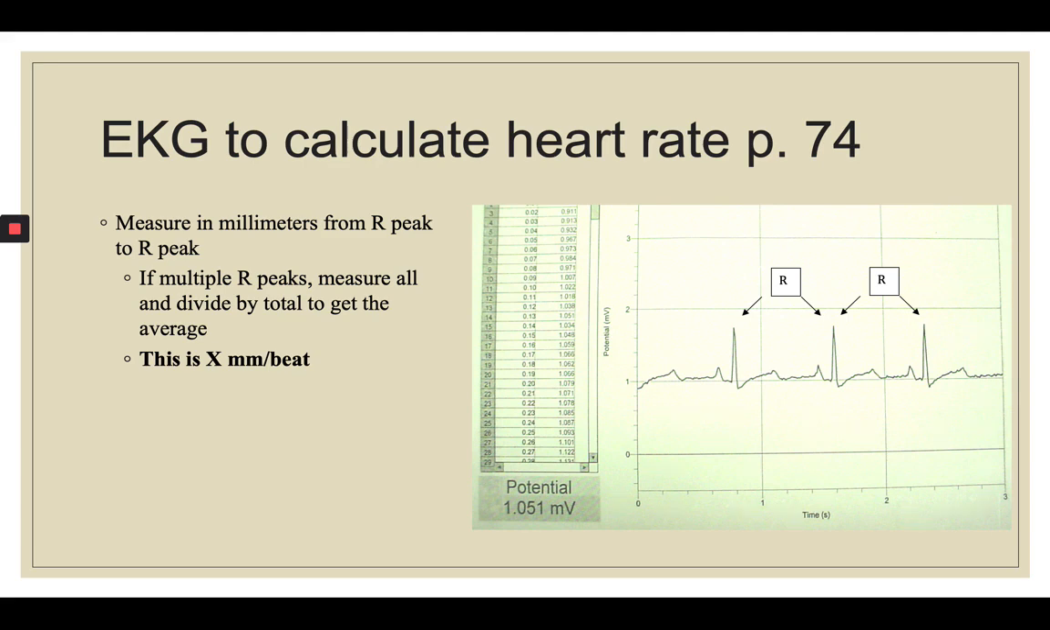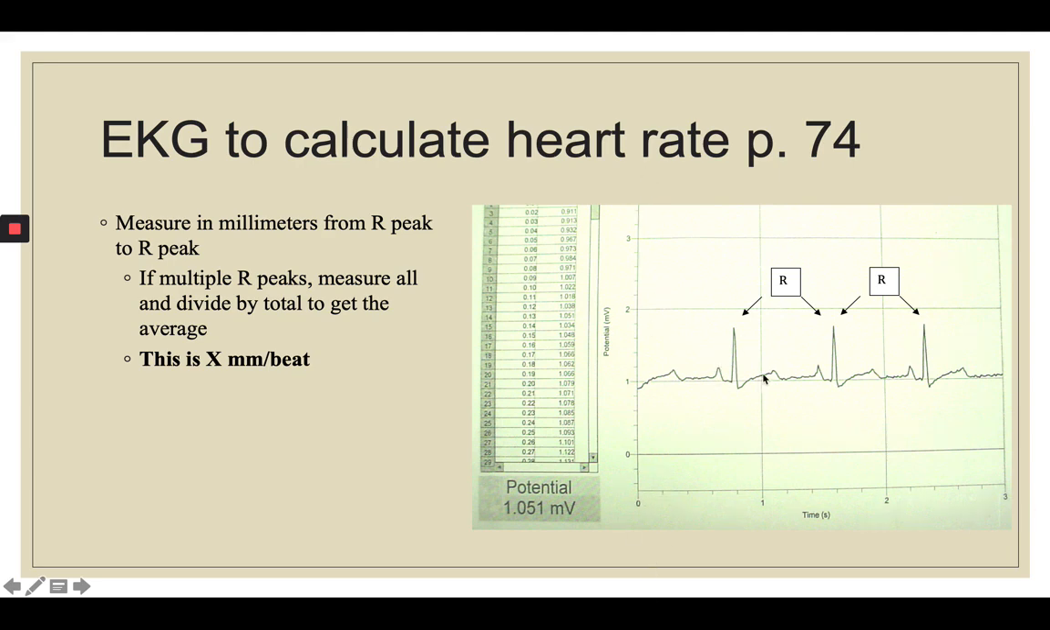So to start, this is the machine that we normally use. It's called Vernier Lab Pro, and basically we're measuring the EKG, measuring the electrical impulses of your heart for 3 seconds. So you can see here is 0, 1, 2, 3. Those are our seconds. And this is the electrical potential that we're measuring.